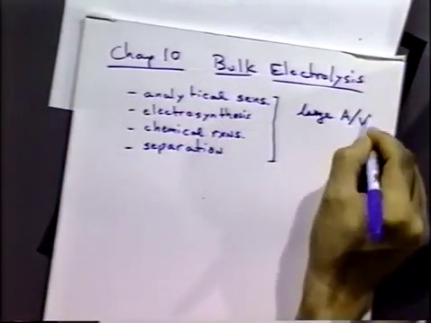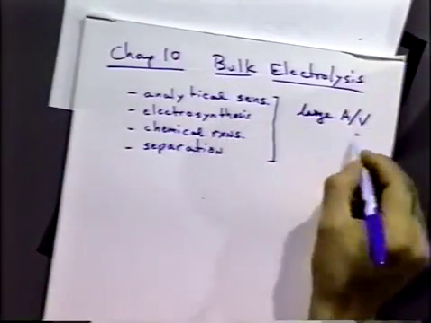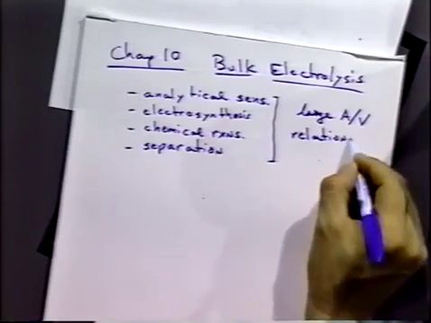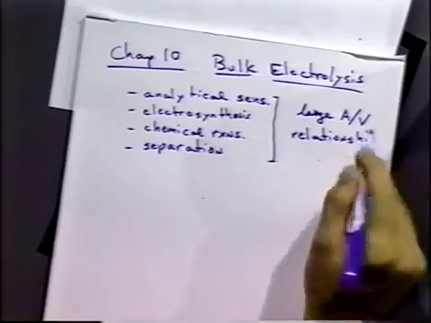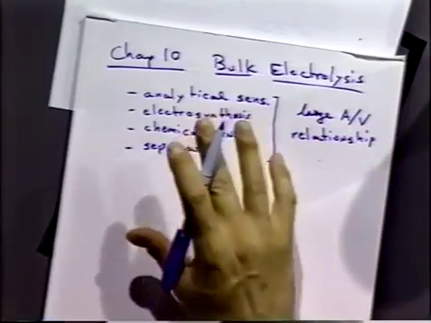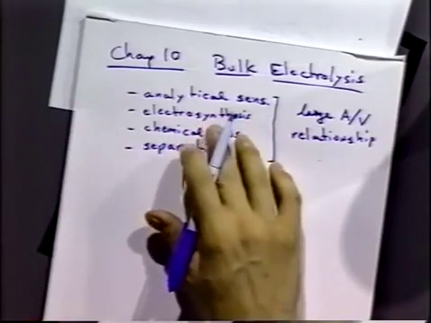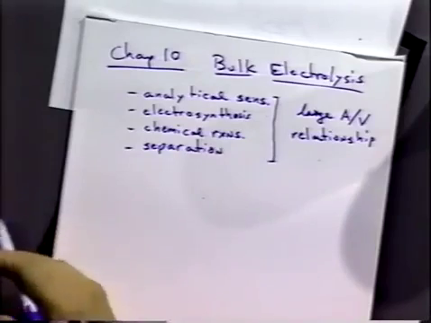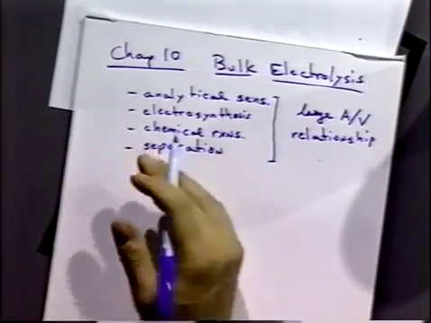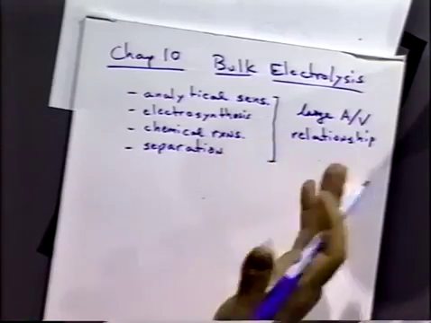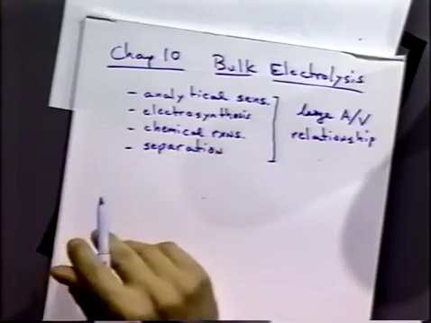area to volume relationships, where area is the electrode area and the volume is the volume of the solution. So unlike what we've done in the past where we've made the electrode area very small compared to the volume, here the goal will be to make the electrode area as large as feasibly possible while minimizing the volume of the solution so that we can do our electrolysis as efficiently and as rapidly as possible.